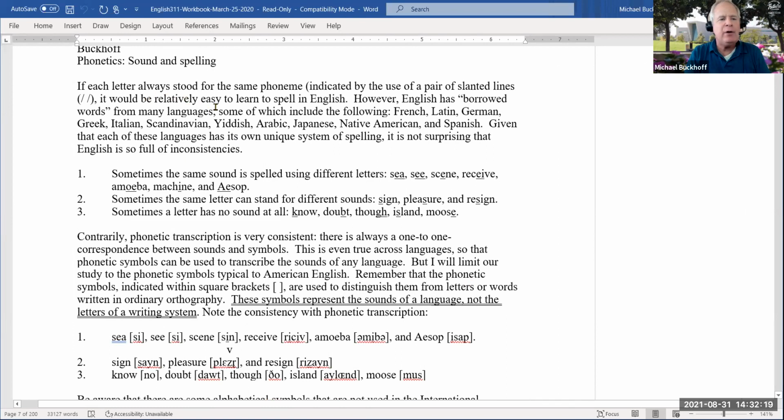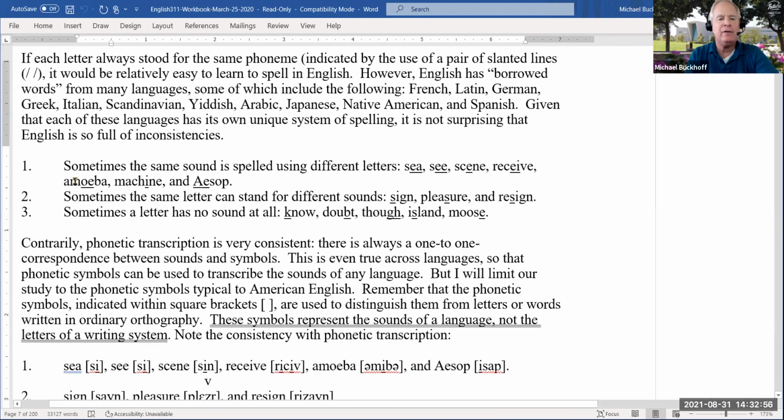So it says if every letter stood for the same phoneme, it would be relatively easy to learn to spell in English. However, English has borrowed words from many languages, some of which include French, Latin, German, Greek, Italian, Scandinavian, Yiddish, Arabic, Japanese, Native American, and of course, Spanish. So they say that any word that begins with an AL, like alcohol, algebra, those kinds of words, you can almost bet they come from Arabic, for example.